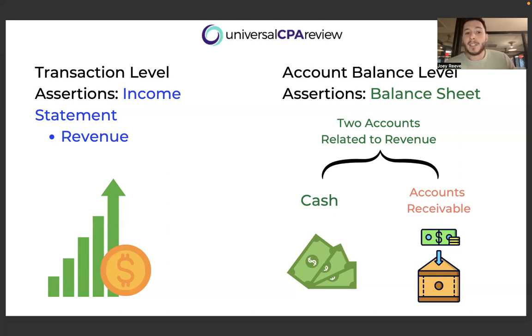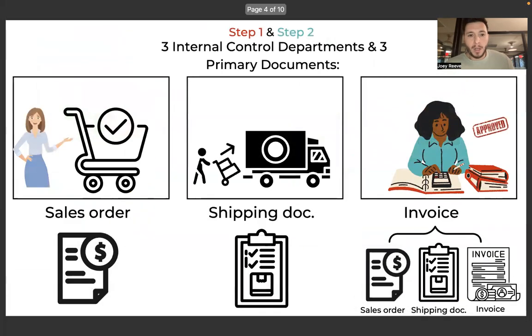And when we think about transaction level assertions, we're going to think about anything that has to do with sales transactions that occurred. This is really where I want you to zero in your focus when it comes to each of these transaction cycles. There's plenty of transaction cycles. Again, two of the most pervasive that you'll see on the exam are the revenue and expenditure cycles.